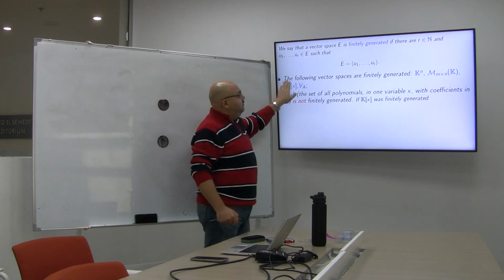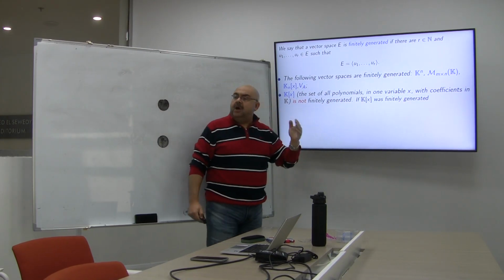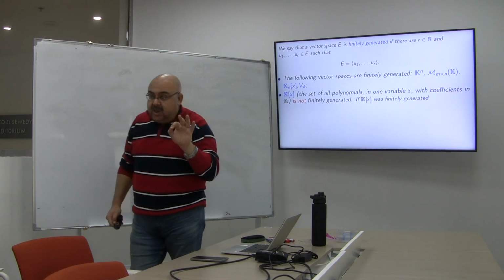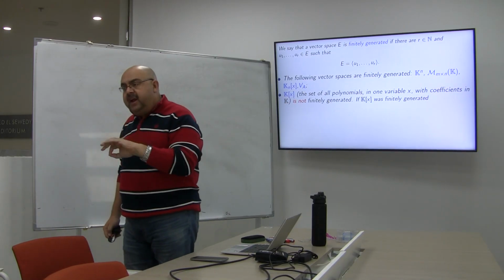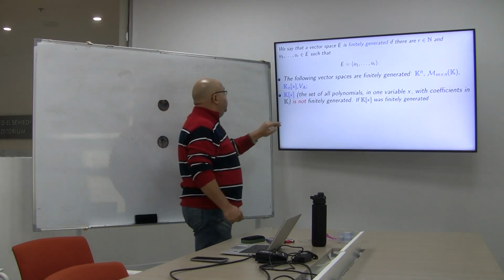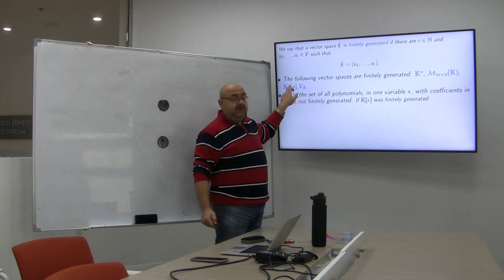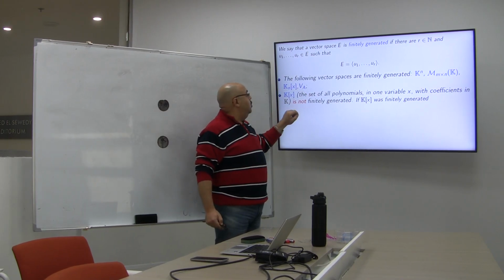Okay, the following vector spaces are finitely generated. Of course, K^n, which means R1, R2, but we usually use K to stand for the real or the complex numbers. Also the set of n by n matrices, the polynomials of a certain degree, as we spoke previously about this, and all the vectors.